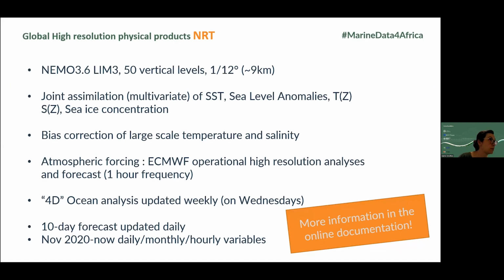The model we use is NEMO in its version 3.6, and the sea ice model is called LIM3. And we assimilate data in a multivariate way in this model. So we assimilate the sea surface temperature from satellite, the sea level anomalies, temperature and salinity in situ profiles, including Argo profiles, of course, and sea ice concentrations in the sea ice model. We also perform a bias correction to reduce the bias in temperature and salinity. So it's a correction at large scales, as opposed to the data assimilation, mostly done at small scales, 7 days mesoscale activity.